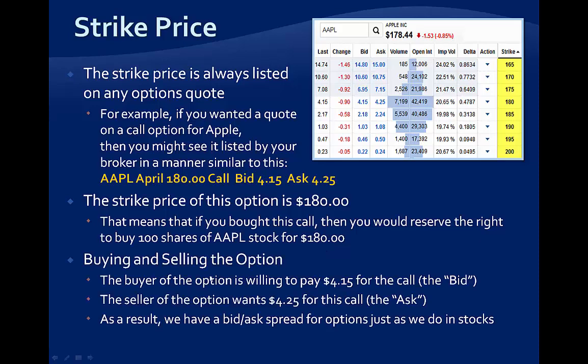So buying and selling the option, that's what the bid and ask price show. The buyer, or the current highest bidder, is willing to pay $415. The seller, or the asking price, he's asking $425 to sell that call option. As a result, we have what's called a bid-ask spread. Now, there's a bid-ask spread in everything you trade. If you trade futures, there's a bid and an ask price for the futures contract. If you trade stock, there's a bid and an ask price for the stock, meaning buyers are at one price and sellers are at another.